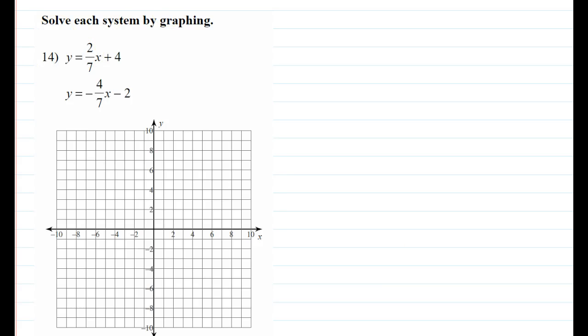All right, let's take a look at number 14. So we're going to graph y equals 2/7 x plus 4. So we did this in the last unit, but it's good review. We have y equals mx plus b.